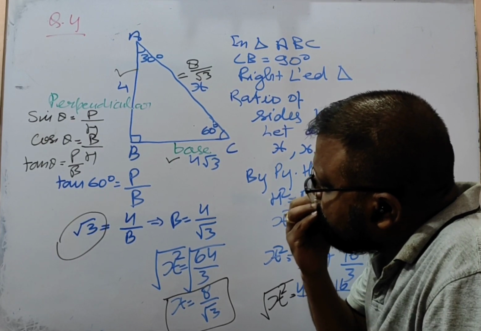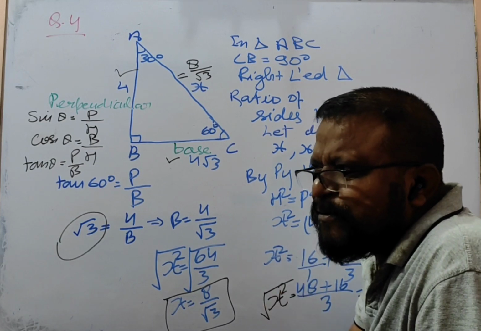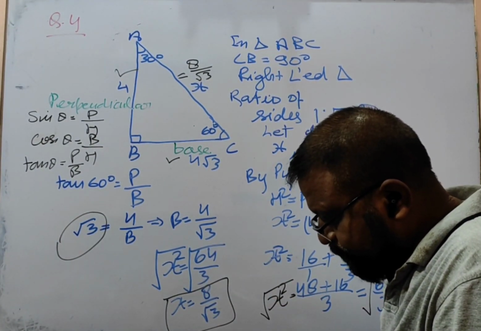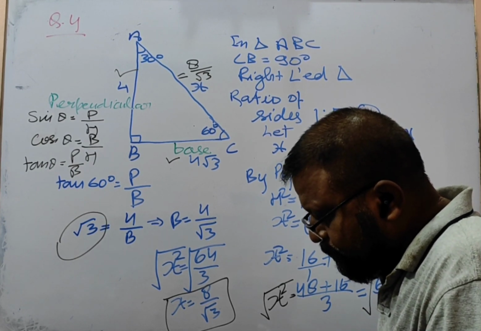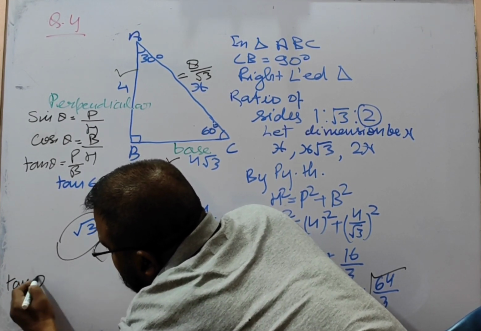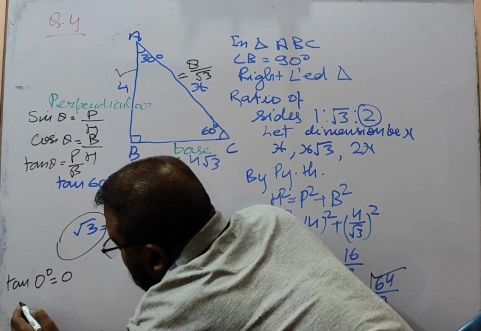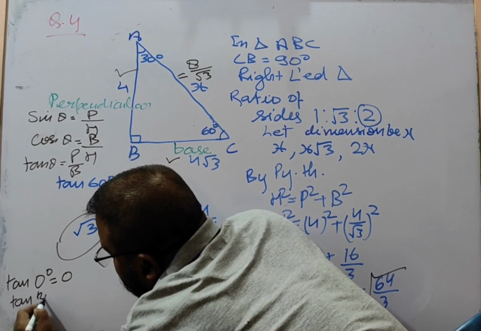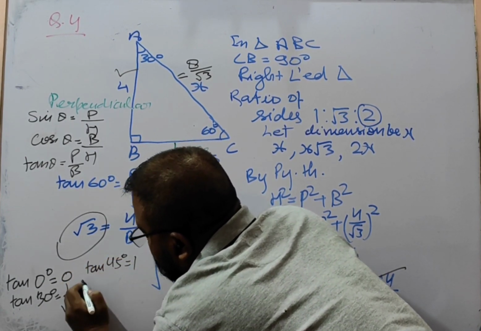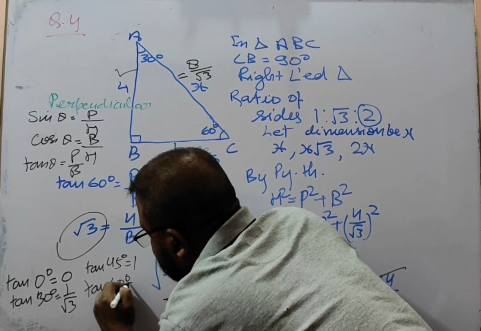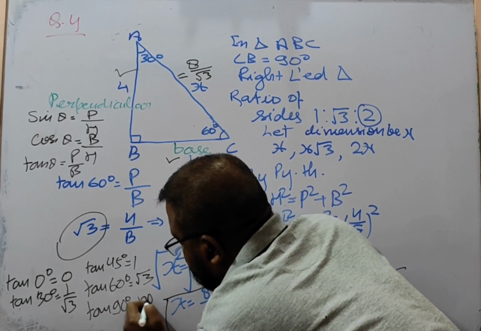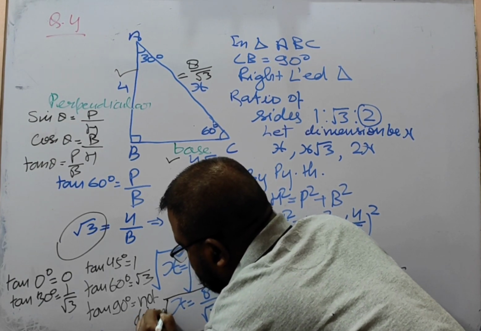There is a standard table for that, where tan 0 degree is equal to 0, tan 30 degree is equal to 1 upon root 3, tan 45 degree is equal to 1, tan 60 degree is equal to root 3, and tan 90 degree is not defined, right? This is the standard table.